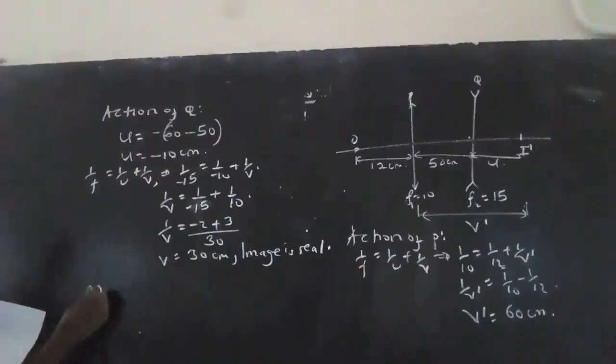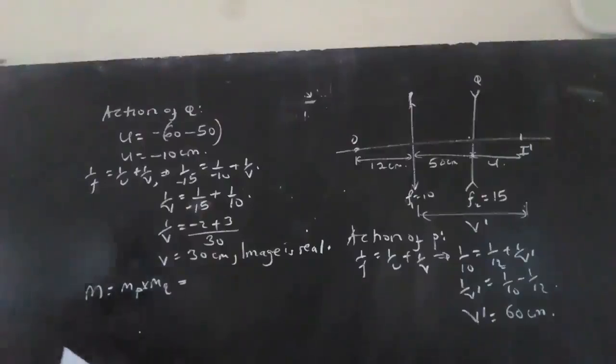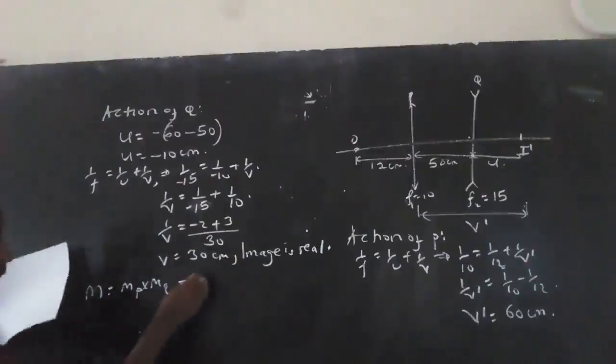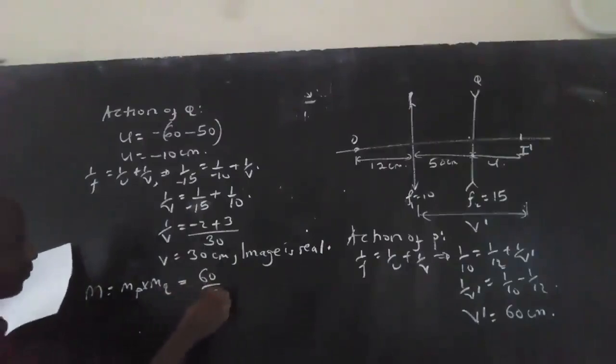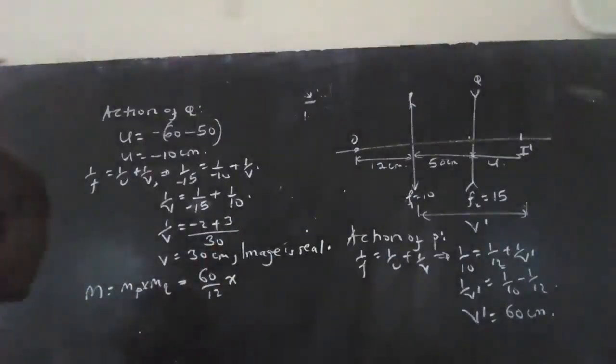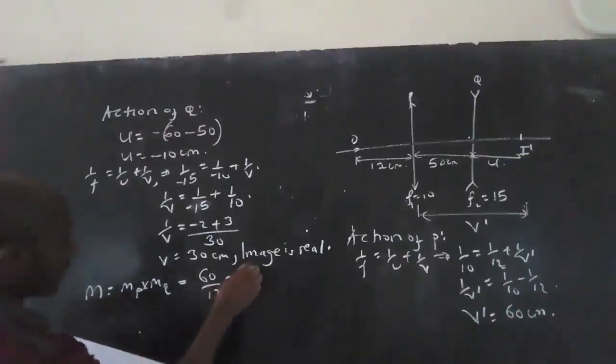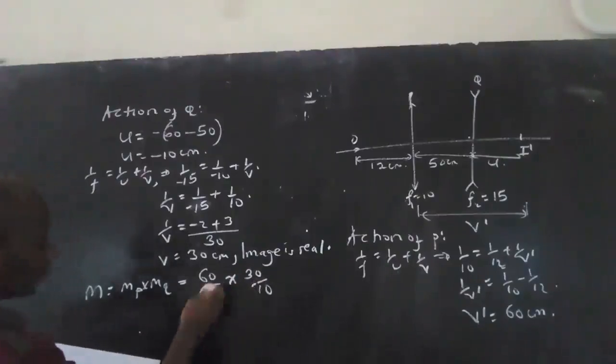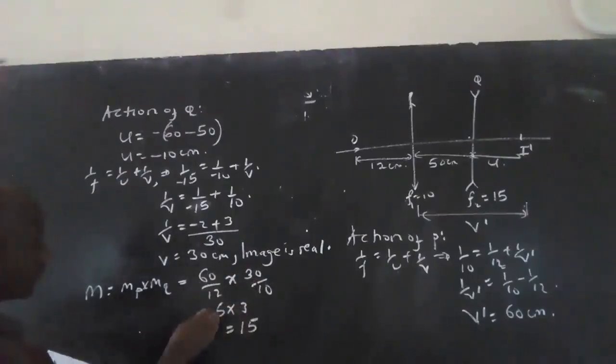So magnification will be equal to m1 times m2. For the case of m1, it is v over u, 60 divided by u, which is 12, times, for the case of m2, it is v over u. Our v is 30, our u is 10. So this is 5 times 3, which gives us 15.